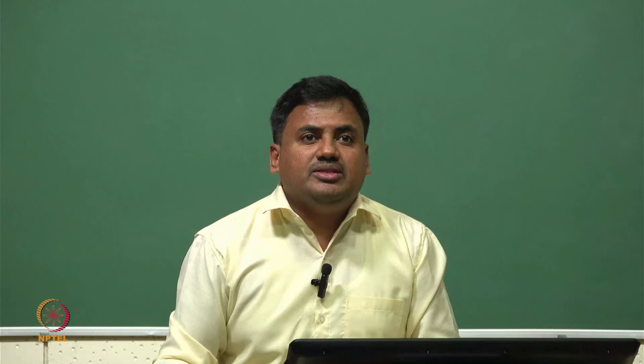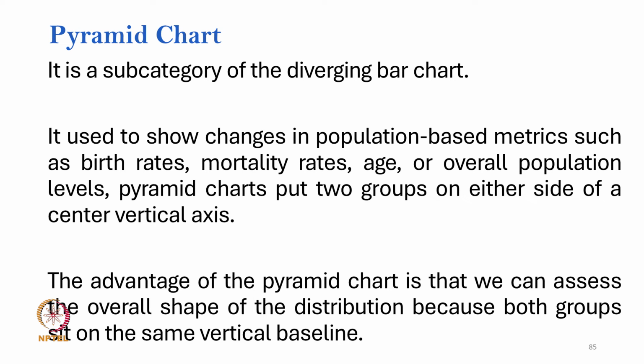The second one is pyramid charts. It's a subcategory of dividing bar charts, most often used to show the changes in the population based on metrics such as, say, birth rates and ages or overall population levels. The pyramid chart puts the two groups on either side of a center vertical axis.